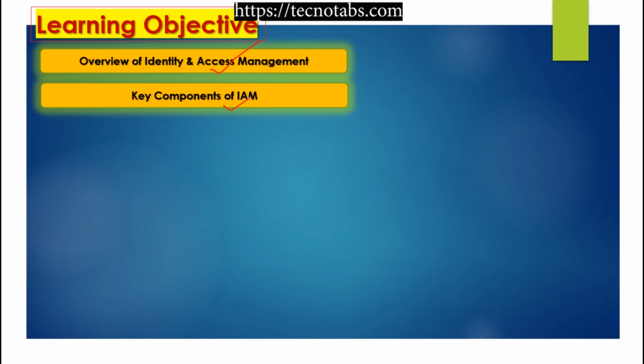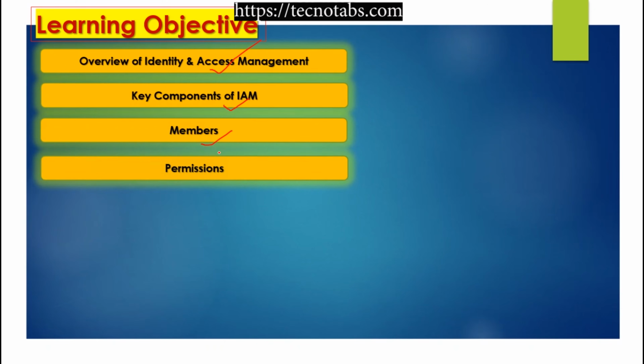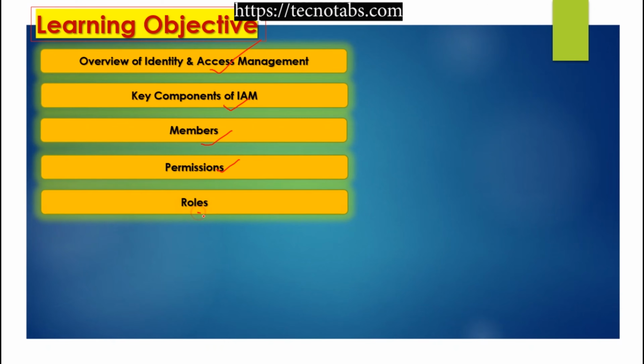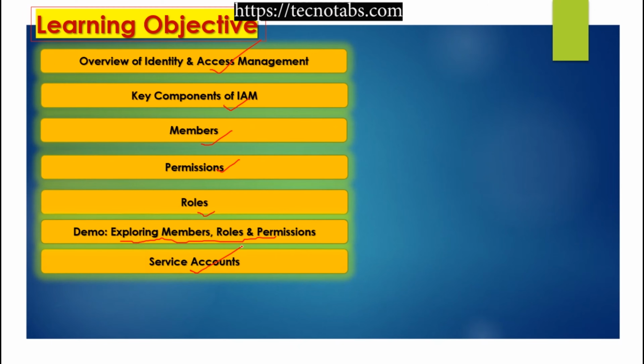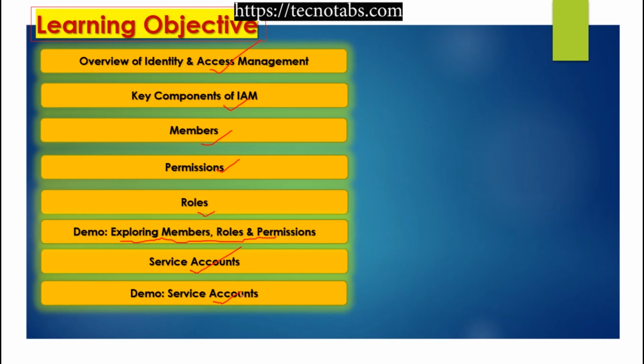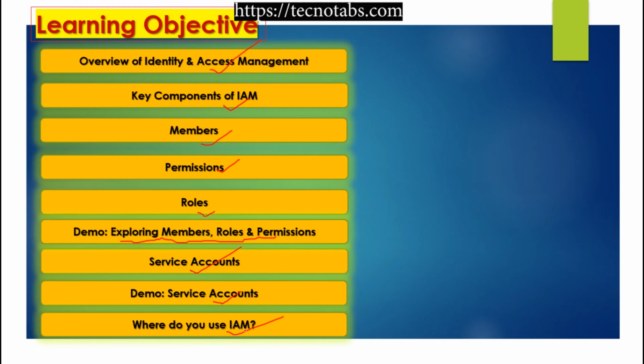Now let's quickly have a look at the learning objectives of this video. We'll start with the identity and access management overview, and then we will look at the key components of IAM. We'll also look at members, permissions and roles. Then we will have a demo around exploring the members, roles and permissions. After that, we'll move to service accounts, and we will also have a demo around these service accounts. Finally, we wrap up the section with a discussion around use cases. We'll learn where you use IAM.